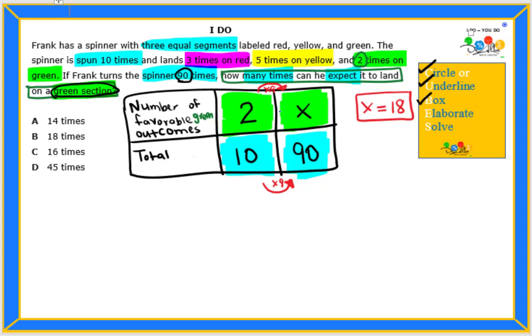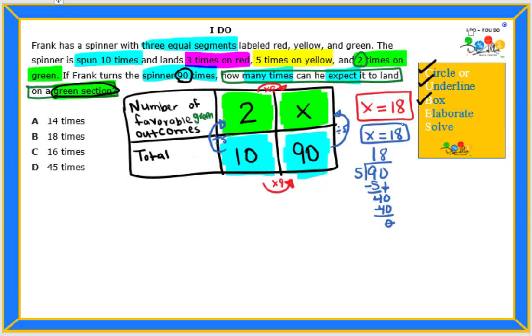I see another relationship. I can see that 10 divided by 5 is 2. So 90 divided by 5 should give us x. And 90 divided by 5 is 1, because 1 times 5 is 5. We have 4 left over, and we bring down our 0. 5 goes into 40 8 times. Again, we get x equals 18. Same thing.